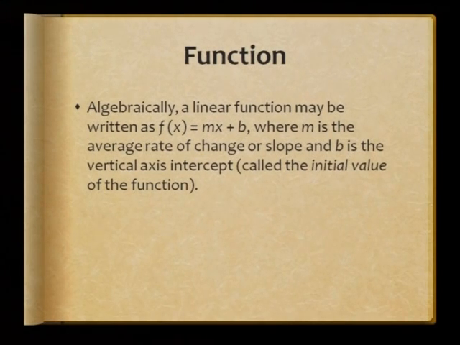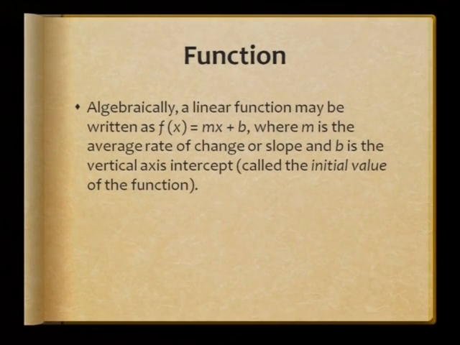Algebraically, a linear function can be written as f of x equals mx plus b. This is the slope-intercept form of the equation, and it just happens to be my favorite, so this is the one I'm going to stick with throughout this lesson. If you'll remember, m is your slope, or what we call the average rate of change, and b is your vertical axis intercept.